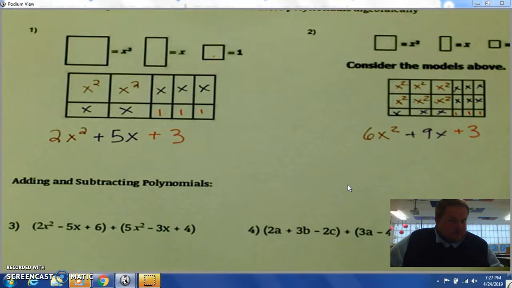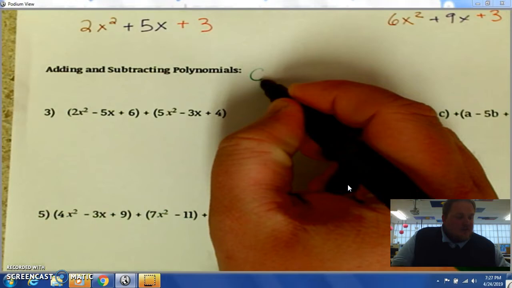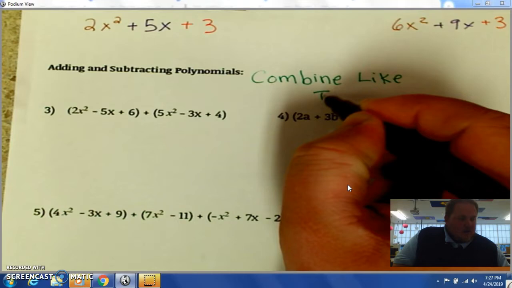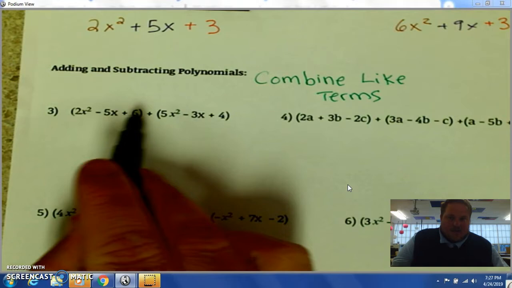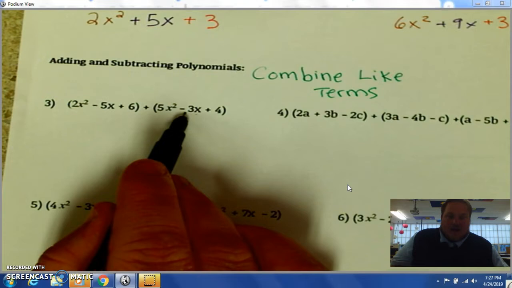Okay, so adding and subtracting polynomials, we are going to combine like terms, okay? And what that means is, see how this has a square in it, and that has a square? They have the same exponents. You can combine them. This is just an x, that's just an x. You can combine them. Those numbers you can combine. What you can't do is 2x squared minus 3x, okay? Because they're not like terms. Although they both have x's, they're not both being raised to the same power.